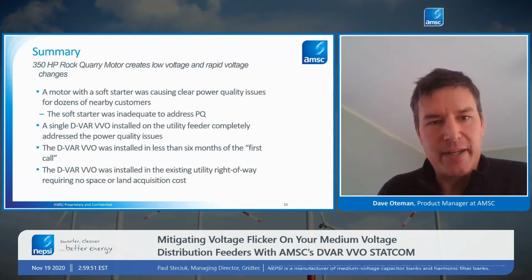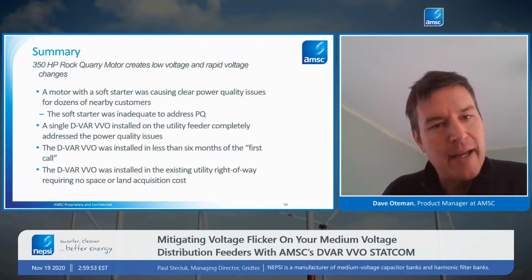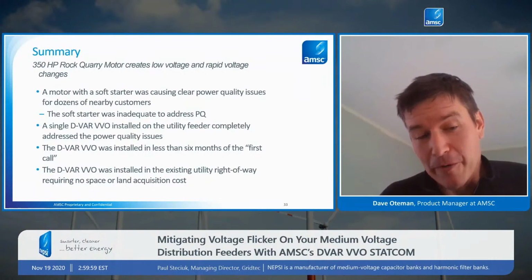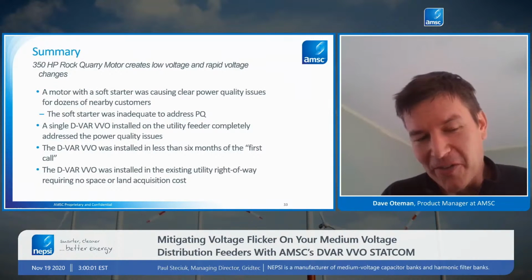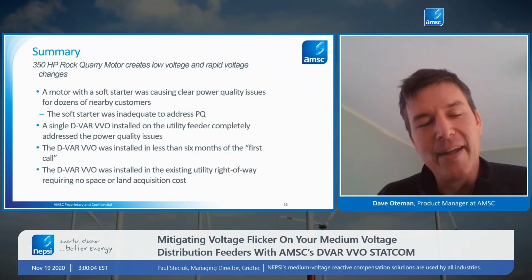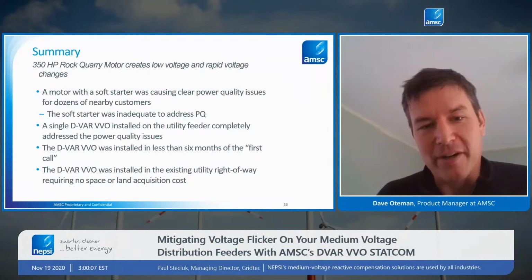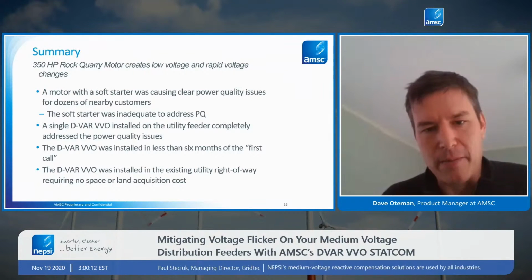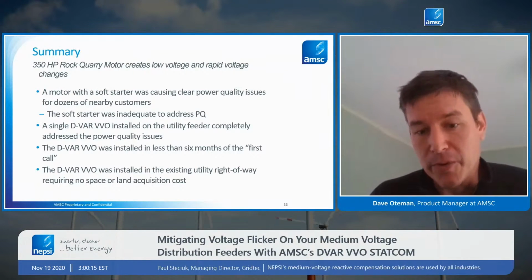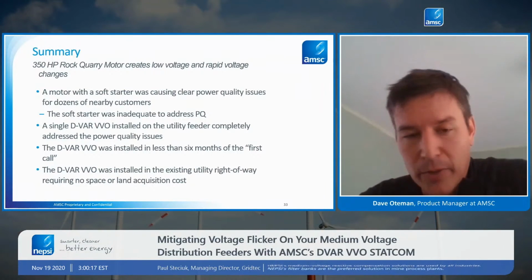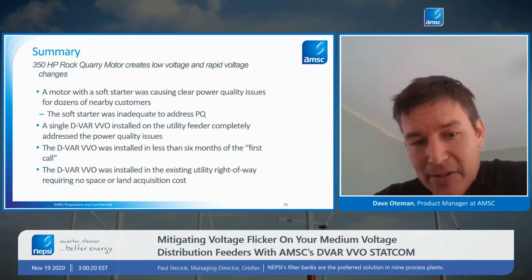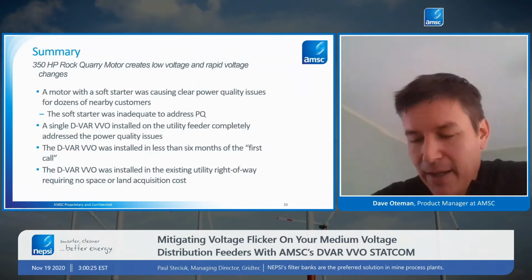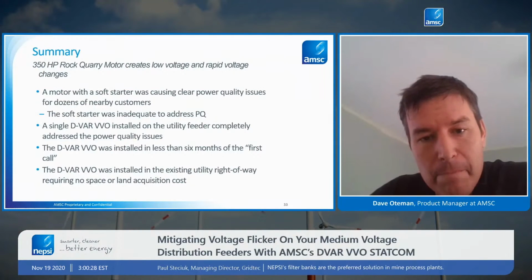So in this case, there was a very clear problem caused by a motor on a radial feeder, and that motor, very importantly, already had a soft starter installed. This reinforces the idea that the VARs are still there with soft starters. Our VVO was able to be installed quickly on that feeder to address the problem, right in the existing right-of-way. So the utility customer didn't even have to adjust their plant or make any changes. The problem was just solved.